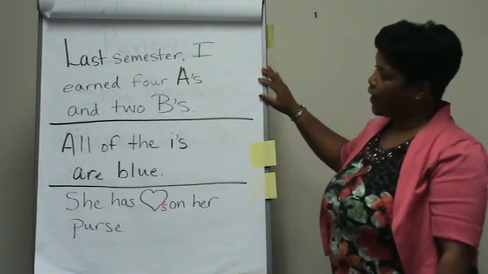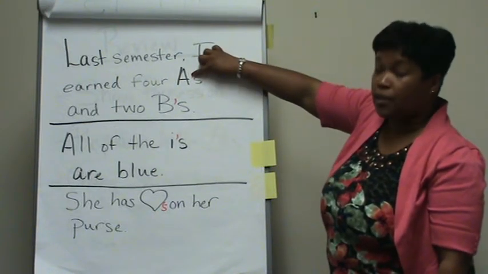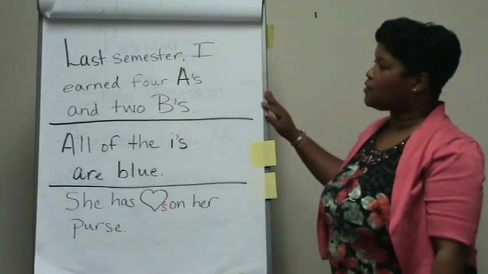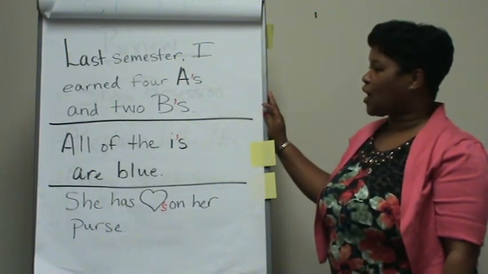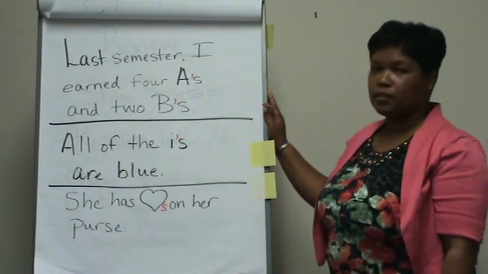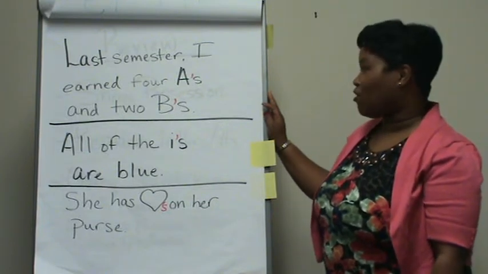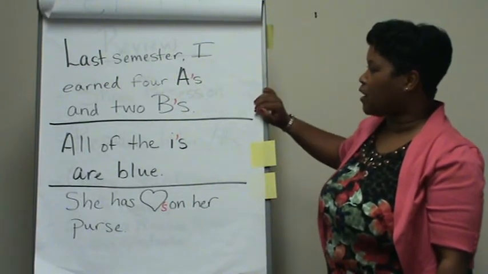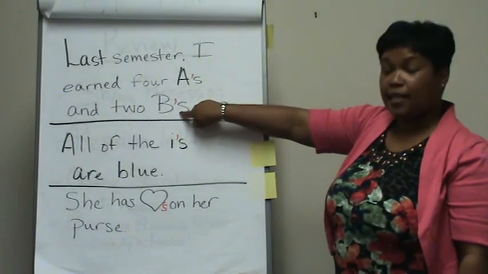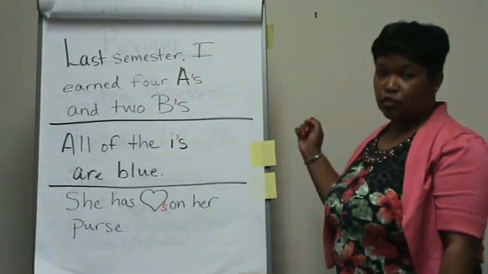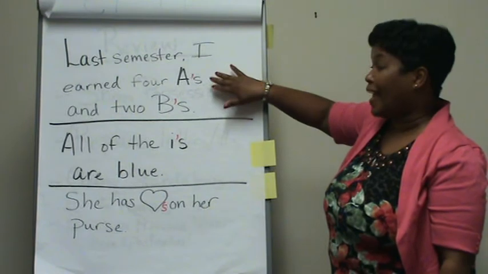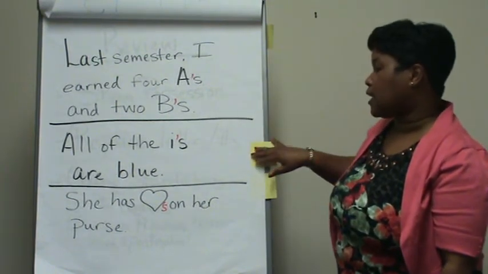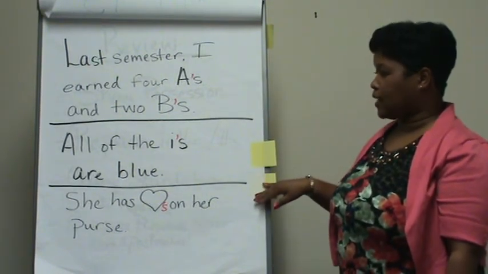If we did not have an apostrophe here in between the A and the S, this sentence would actually read, last semester I earned 4 As and 2 Bs. Right? So you'll know you need the apostrophe because a standalone A or a standalone B needs that apostrophe to represent that it has been turned into a noun. The same thing holds true for the other two examples.